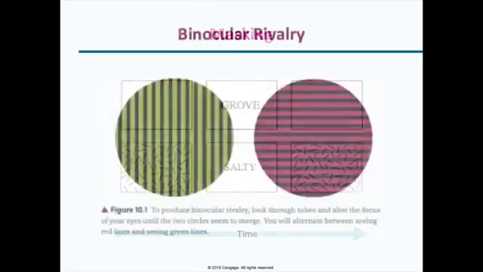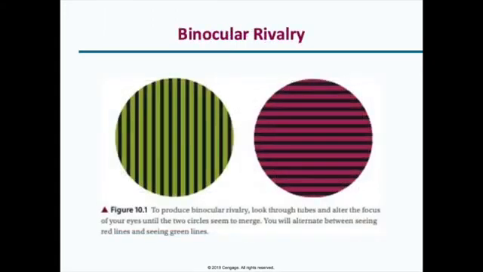Binocular rivalry. Man, that is such a weird word to say. This demonstration shows that if you were to take two pieces of paper and curl them up into cylinders so that you have fake binoculars, all you need to do is look through those tubes and alter the focus of your eyes until the two circles merge. And then you can alternate between seeing red lines and seeing green lines. Again, by doing this, you can change someone's attentional focus. By changing their attentional focus, you're essentially doing research into consciousness, considering that consciousness is mostly happening in working memory.